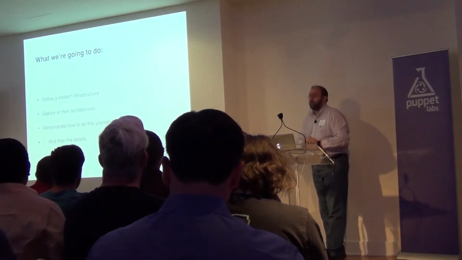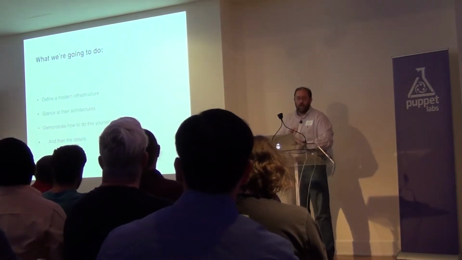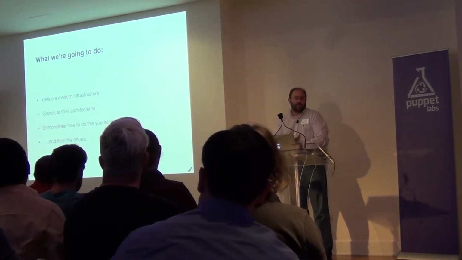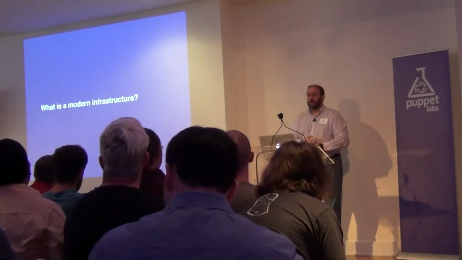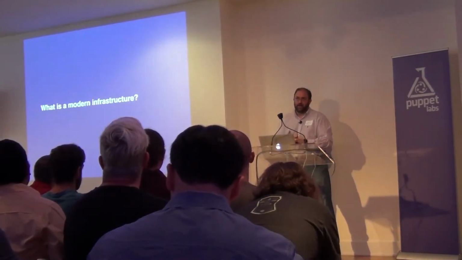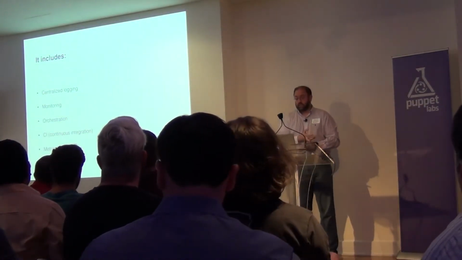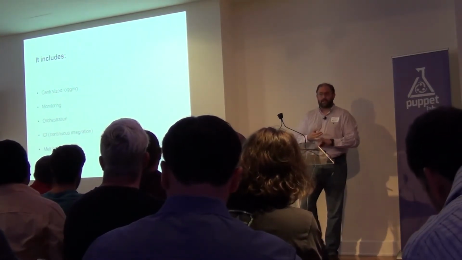What we're going to do is define what a modern infrastructure is, glance at the architectures, demonstrate how to do this yourself, and then the details. So, what is a modern infrastructure? Well, according to me in this case, it includes centralized logging, monitoring, orchestration, CI, continuous integration, and metrics.